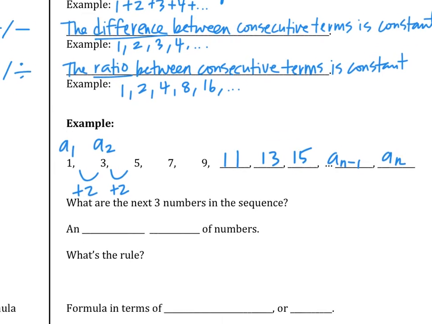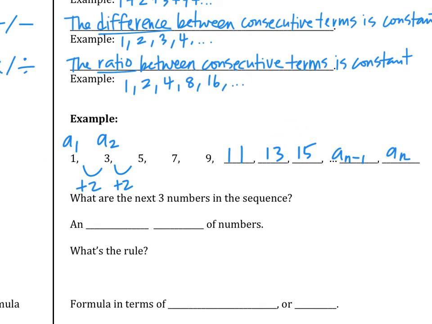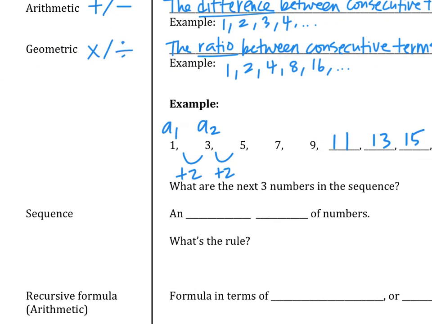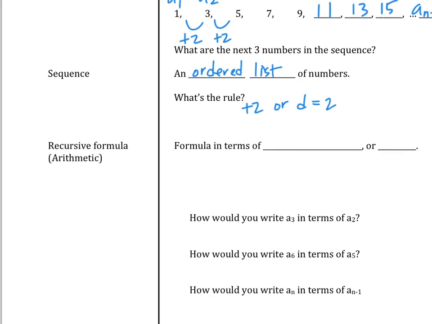All right. Is this a sequence or series? Sequence, because it's a list. What kind of sequence? Arithmetic, because we add and subtract to get to the next number. So sequence is, we already went over this, an ordered list. And the rule is we add 2, or we say d is 2. d means difference. Remember, difference means subtracting, right? So d is for arithmetic.